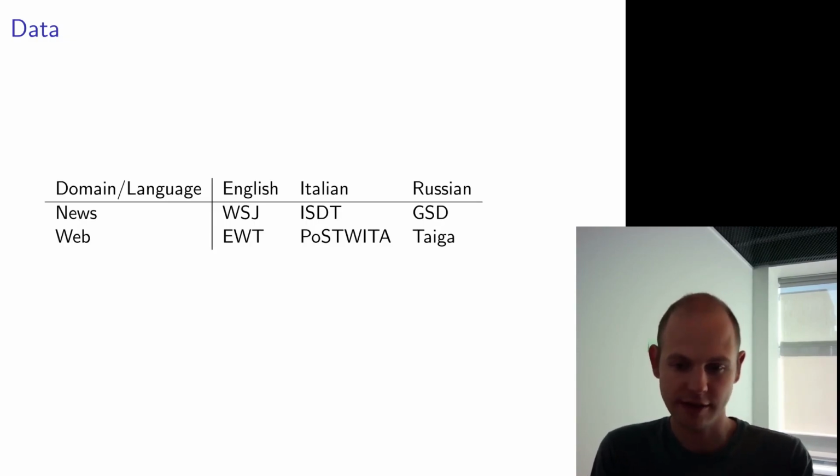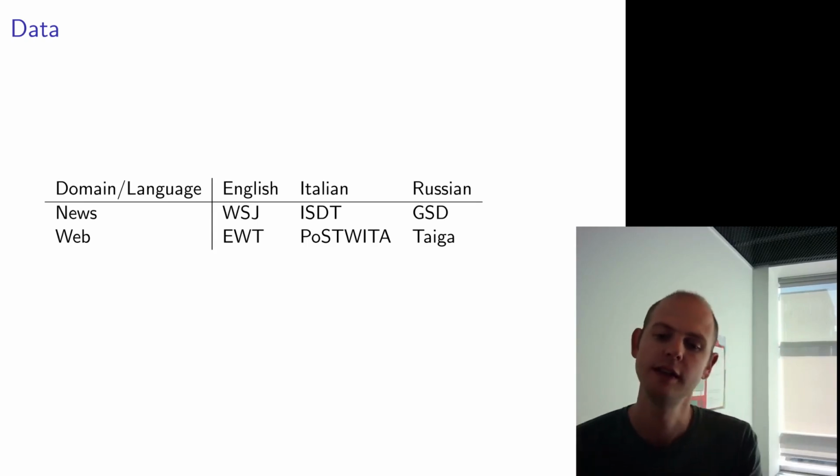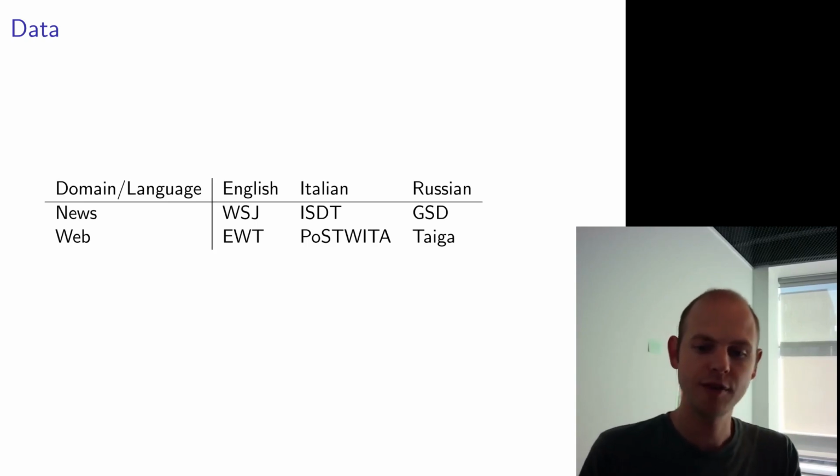These are the datasets that we have used. We mainly try to find datasets that are quite large so that we can try with a variety of sizes and obtain a good gold standard. And we wanted to have this cross-domain and cross-lingual angle as well. So that's why we ended up with the news and the web domain and English, Italian and Russian.